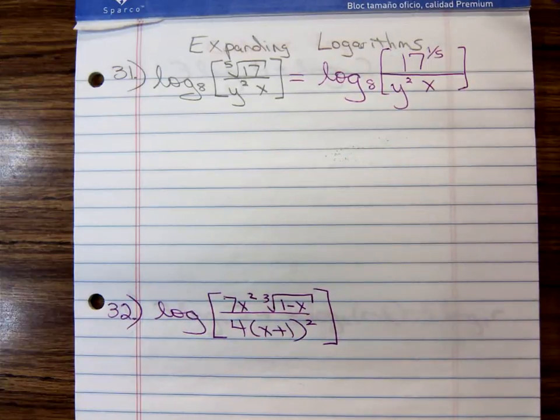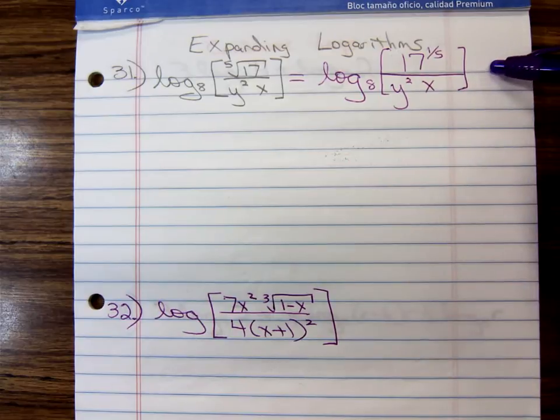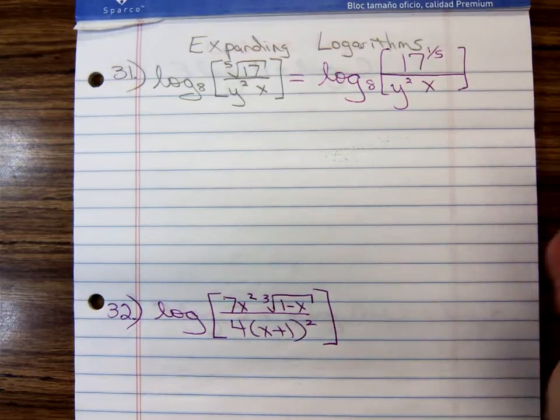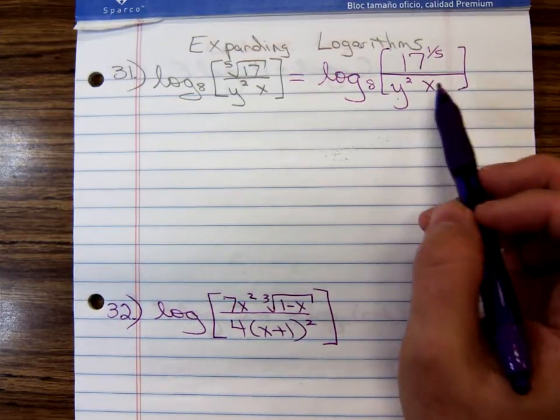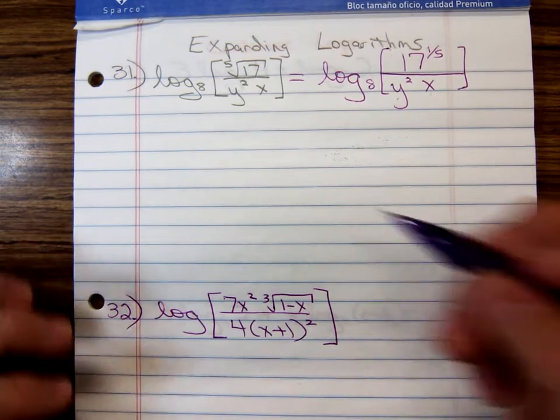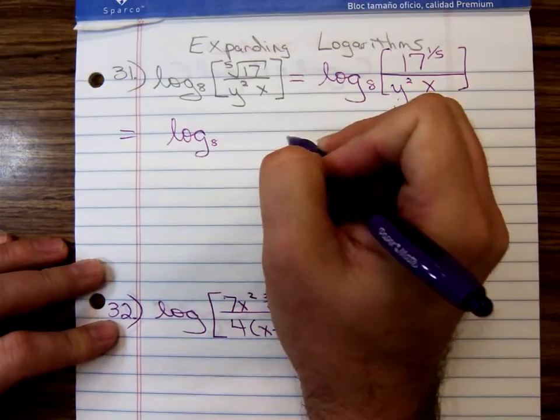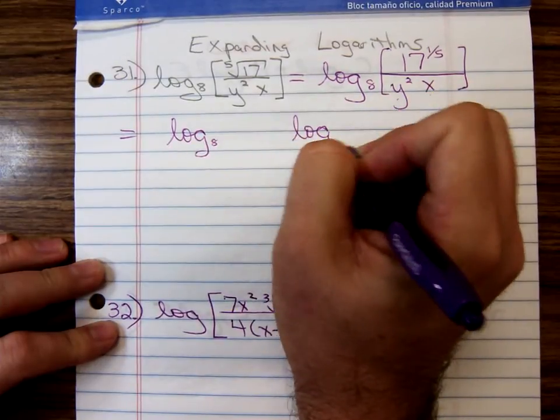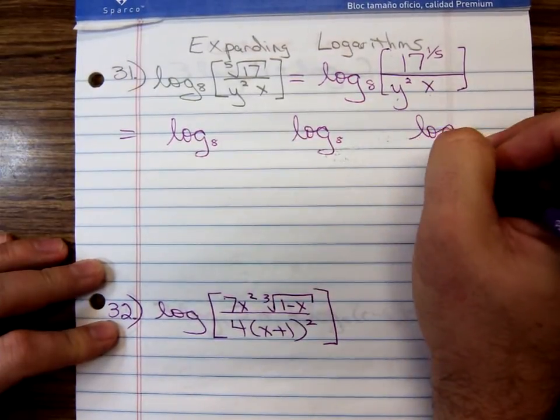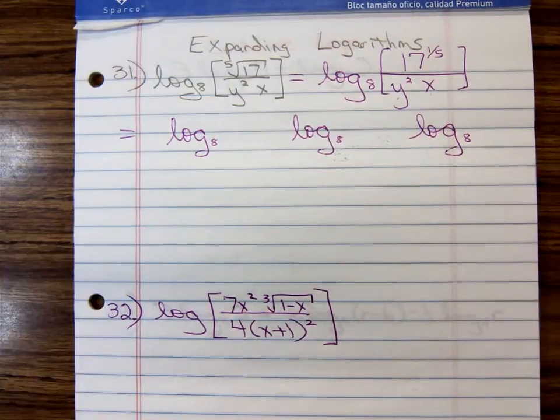So I'd look here and I'd ask myself, how many separate logarithms will I have? How many distinct factors do I have in this argument? Three. I have one on top, two on the bottom. That means I need three logarithms. So I'd come over and I'd write my log base 8, log base 8 and log base 8. And then I'll get us started.